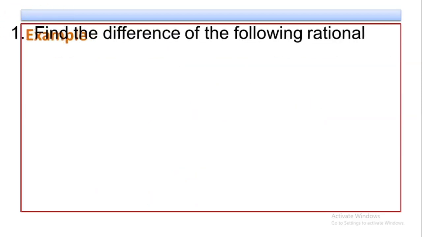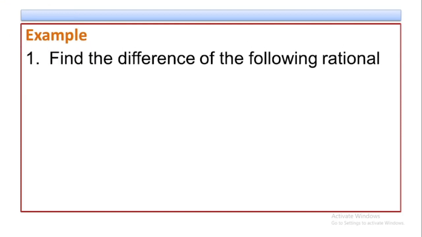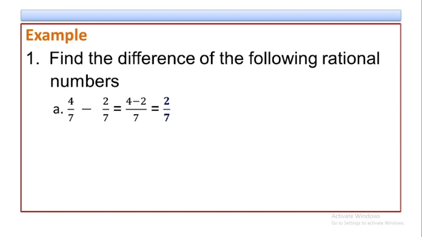Example: find the difference of the following rational numbers. First, 4 over 7 minus 2 over 7. It is easy to determine the difference of these two given fractions. The two fractions have the same denominator 7, so take one 7 and find the difference of the numerators. 4 minus 2 is 2. So 2 over 7 is the difference of 4 over 7 and 2 over 7 by using the rule.